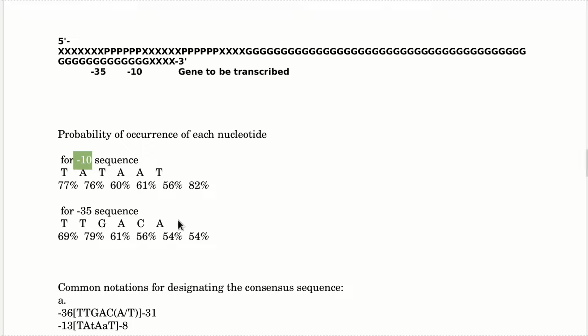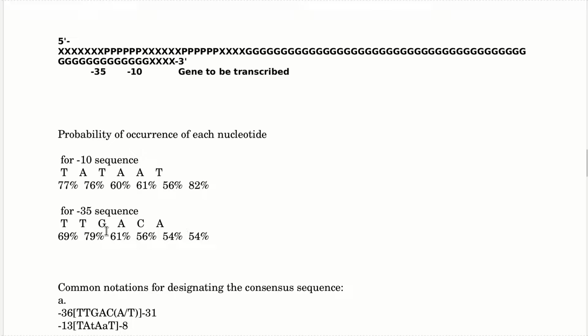The -35 is a lot fuzzier. Look at this. This is 77 and 76% and 82. You don't get anything near that good. There's a 79 here that this is a T. That is about it. And there's often a T right here. Usually it's a C, an A, and a T, and that's why it's called the CAT box.